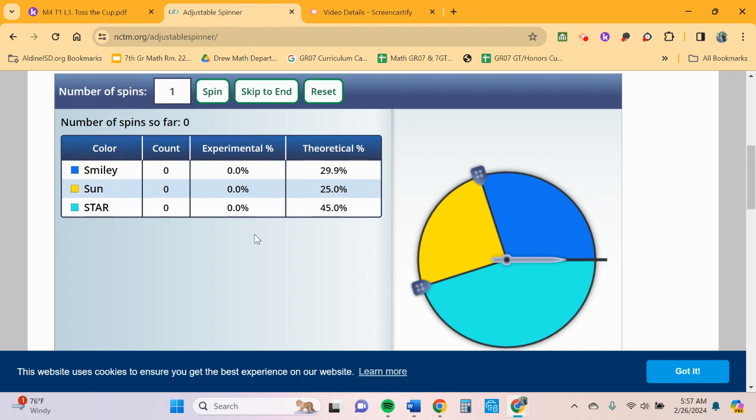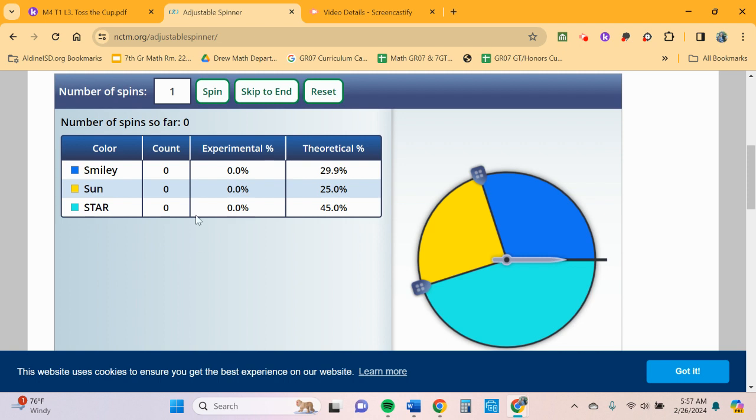So here's our adjustable spinner. I've already adjusted it to make it look like our spinner on our paper. So as you can see, our star space is on the bottom. That's about 45%, which is what we predicted. The yellow part represents our sun, which is about 25%. And then our smiley, it is about 30%. I don't know why it says 29.9, but it's there. Okay. So now we're going to spin 50 times, and I'm going to show you what this looks like.